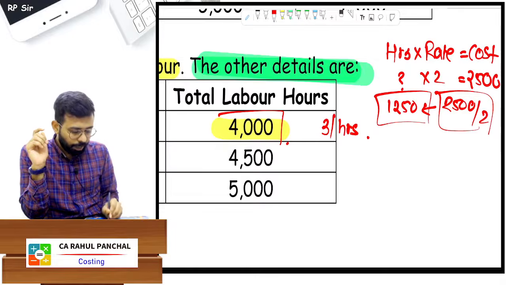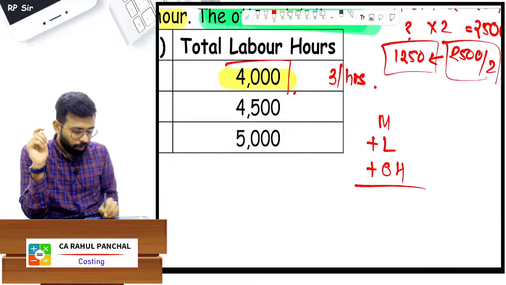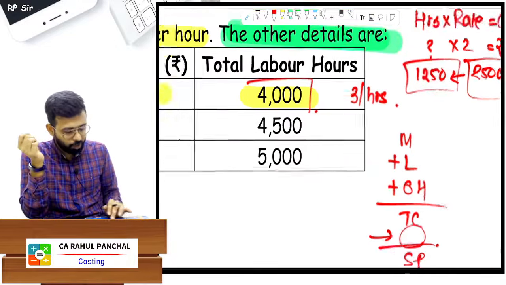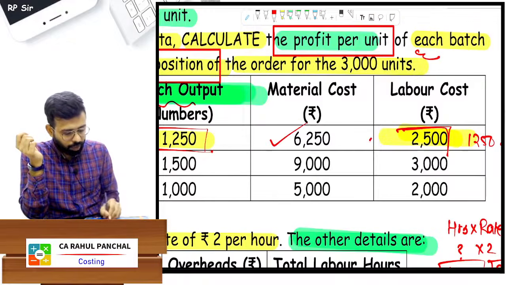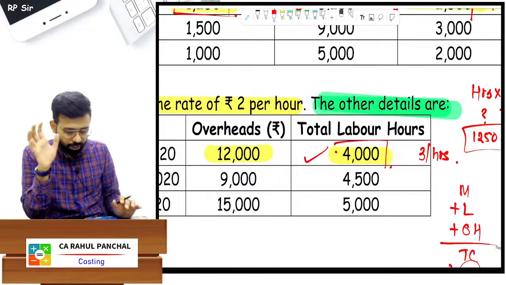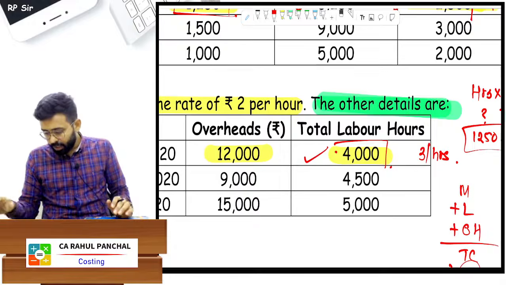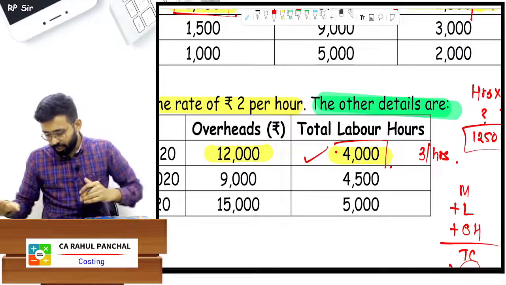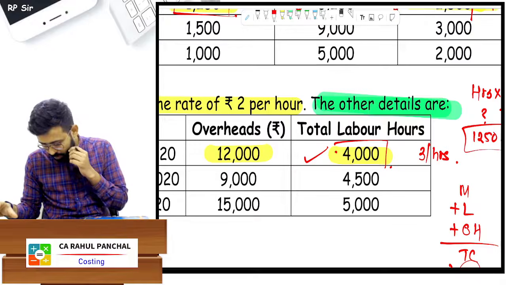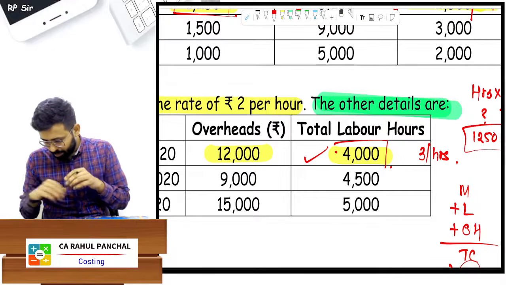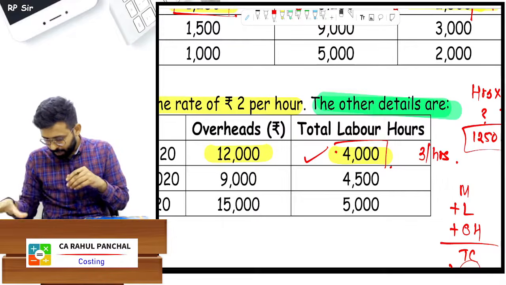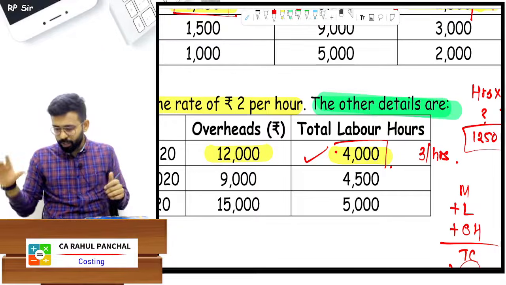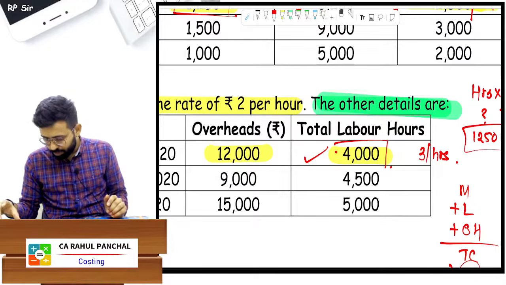So when you decide the selling price, what all things will come? Material cost, labor cost and overheads will come. Then you get your total cost, you will have your selling price, and you will get the balancing figure as profit. Now the material cost, labor cost and overheads data is there. First, let us make one working, that is working note number 1.